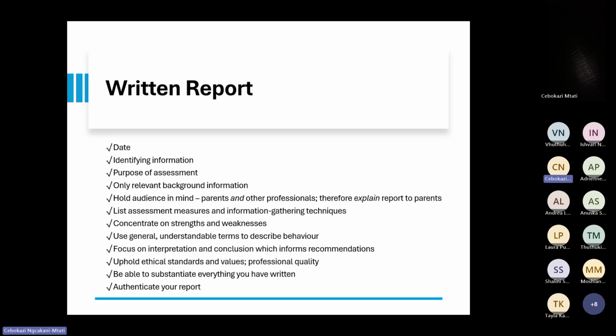Use general, understandable terms to describe behavior, and focus on your interpretation as well as your conclusion, which will inform recommendations. In writing your report, you need to uphold ethical standards and values, and it must be of professional quality. So make sure even grammatically that it meets grammatical standards. You need to also be able to substantiate everything you have written.